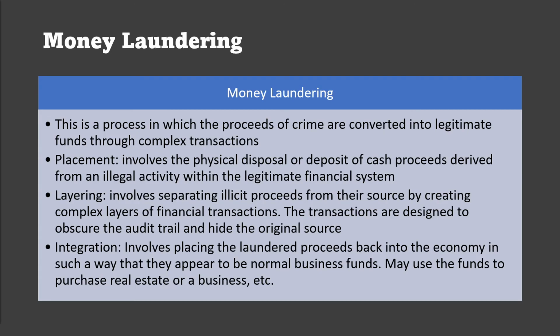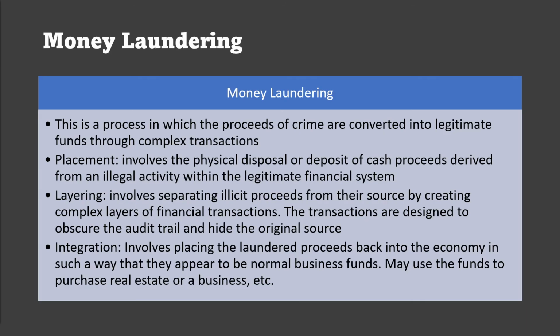You also have layering, and this involves separating illicit proceeds from their source by creating complex layers of financial transactions. The transactions are designed to obscure the audit trail and hide the original source. The layering stage is the key risk that dealer members have, because that's where people might buy and sell stocks, creating a complex layer of transactions with that illegal money. So that's the highest risk for dealer members.